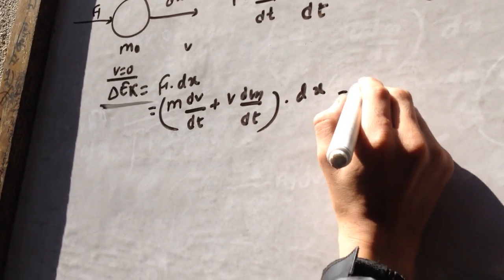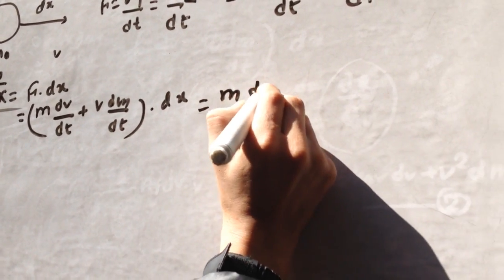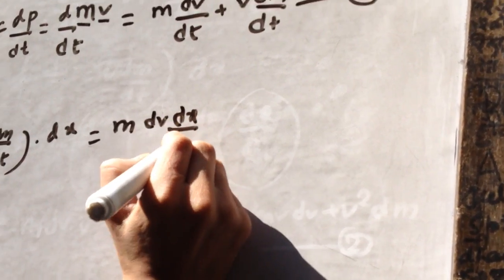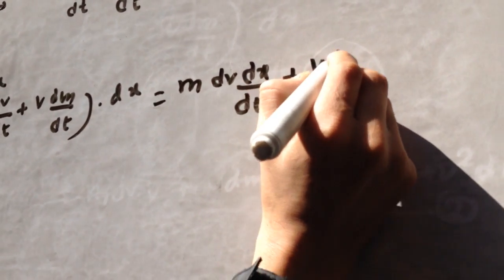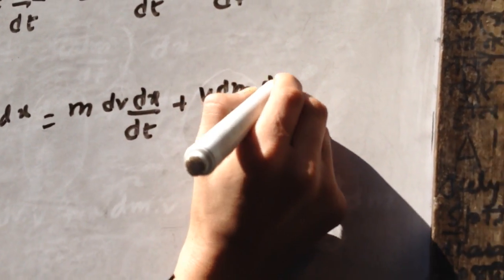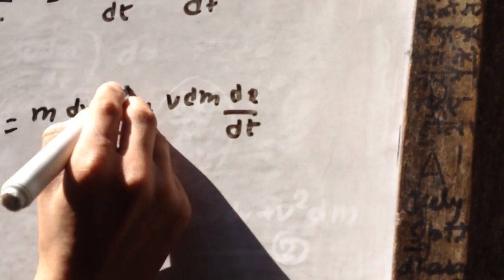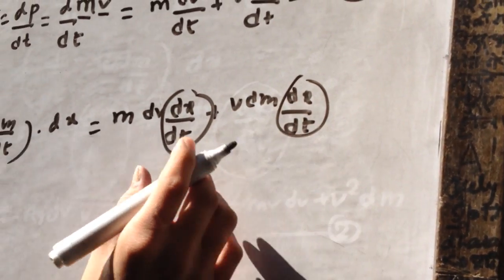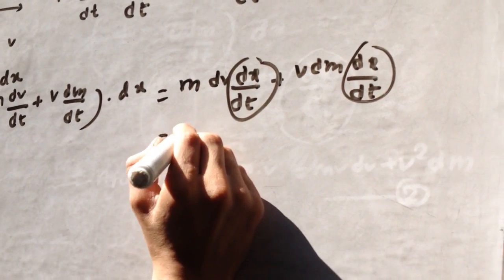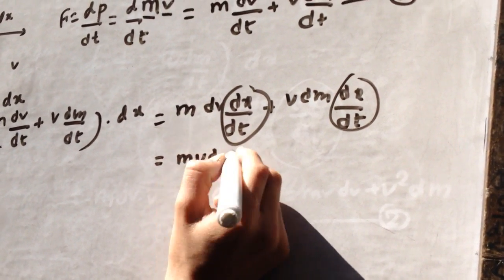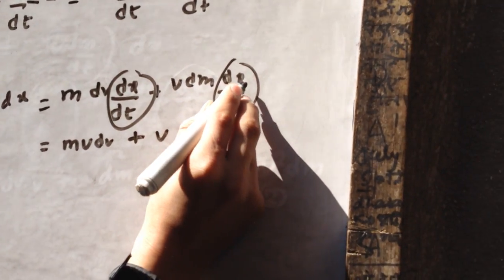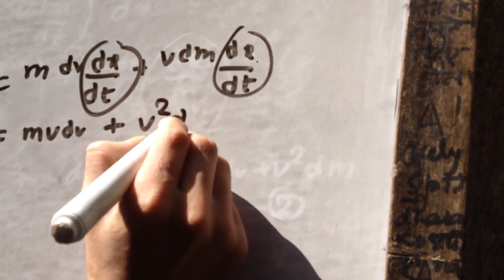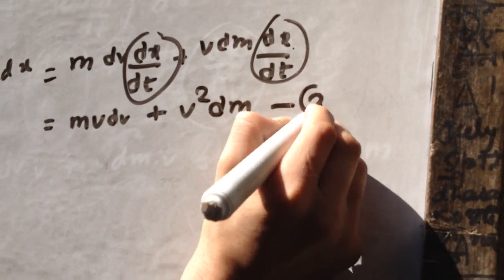So m dv dx/dt plus v dm dx/dt. But dx/dt is the rate of change of displacement, and the rate of change of displacement is the velocity. So we can write del Ek = m v dv + v square dm. This is equation number 2.